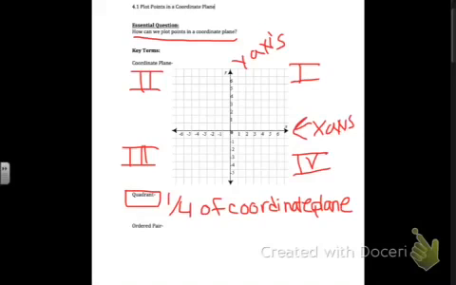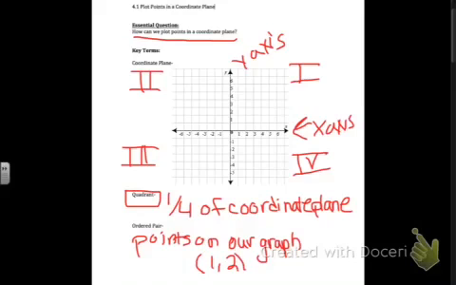And now our next key term is our ordered pair. Our ordered pairs are going to be the points that we plot, so the points on our graph. An example of an ordered pair would be 1, 2, or 3, 4, and they are always in the form x, comma, y, and so those are our ordered pairs.